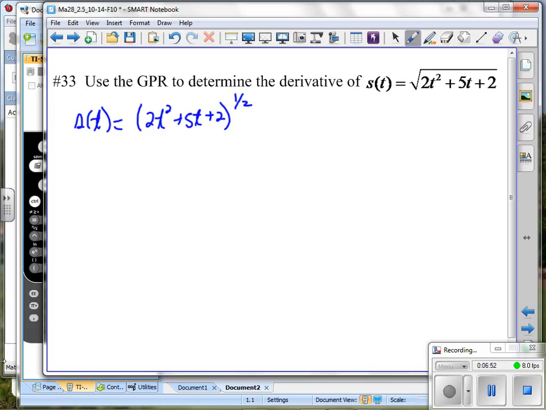Trust me, not all these problems are square root problems. Seems like it, giving you 3 of them now in a row. Okay. What's your inside function and what's your outside function? That's the next thing to determine.